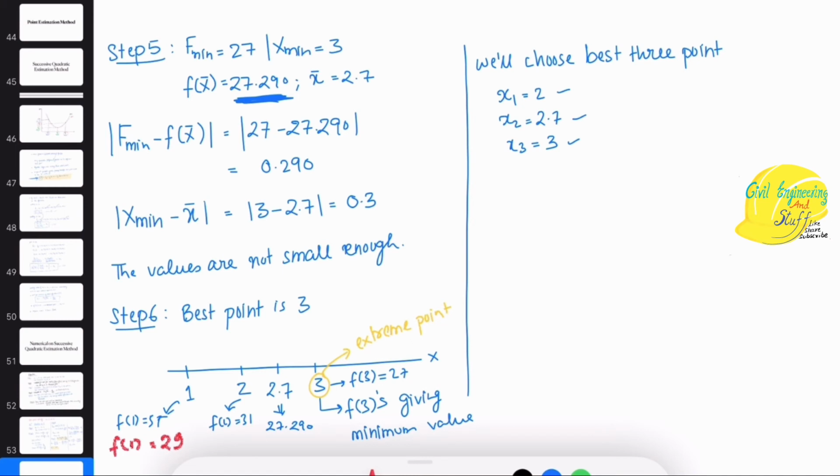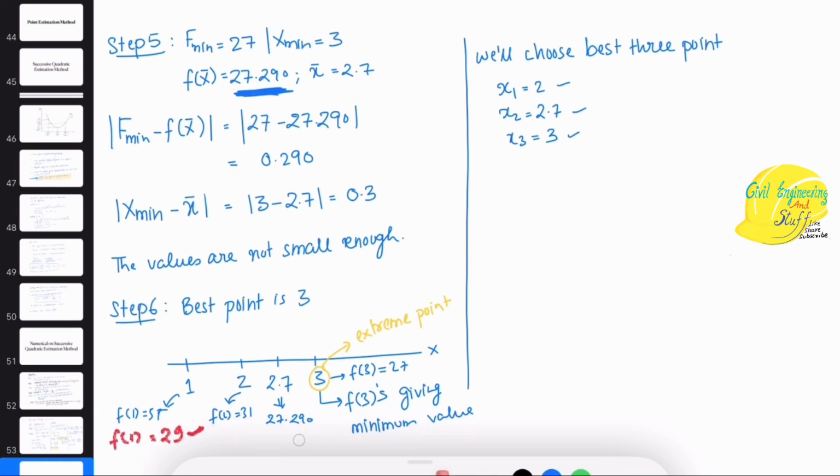Now in this scenario, our 3 best points would have been, of course, since our minimum value is at point number 3, this is our best point. After this we have point 2.7, and then we have 29, right? Then we have at point number 1 the minimum function value, right? 29 is lesser than 31. Then in that scenario, our points would have been x1 equal to 1, x2 equal to 2.7, x3 equal to 3, right? So this is how you choose the best points. This is the meaning of choosing the best point.